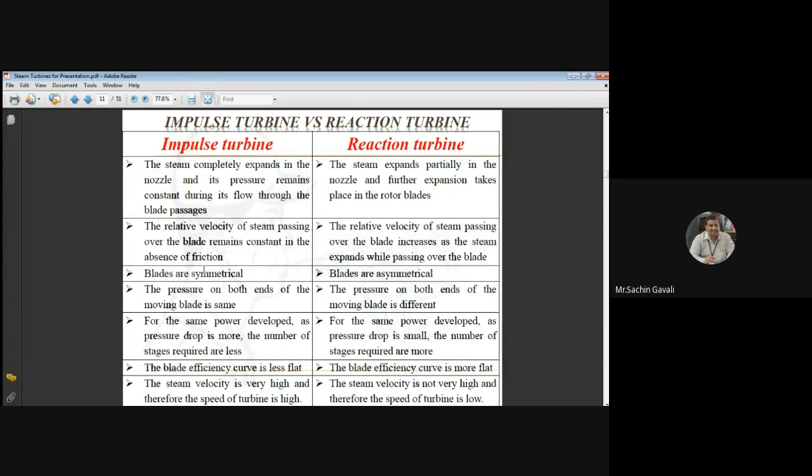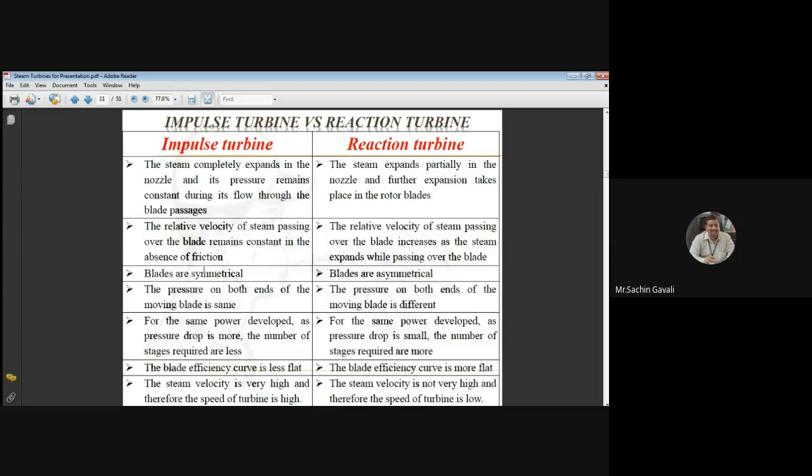Then afterwards, we discussed the difference between impulse turbine and reaction turbine. In the impulse turbine, we know the steam completely expands in the nozzle, and its pressure remains constant during its flow through the blade passages. In the reaction turbine, the steam expands partially in the nozzle, and further expansion takes place in the rotor blades. The relative velocity of steam passing over the blade remains constant in the absence of friction. If friction is not there, then the relative velocity remains constant.